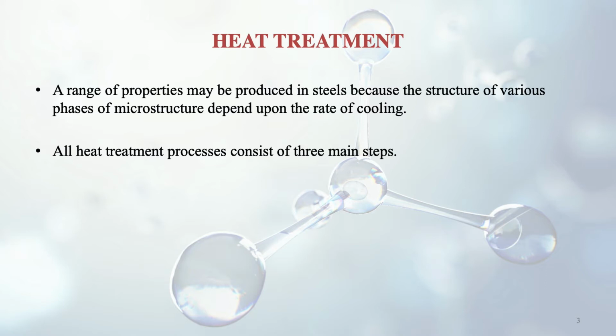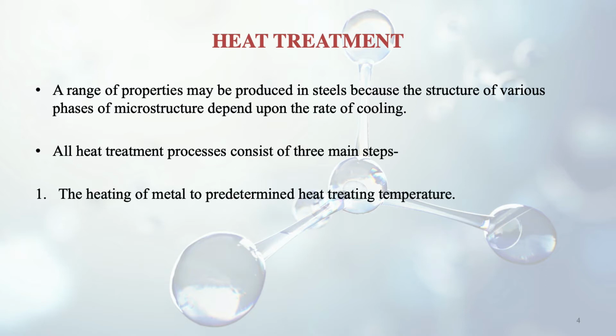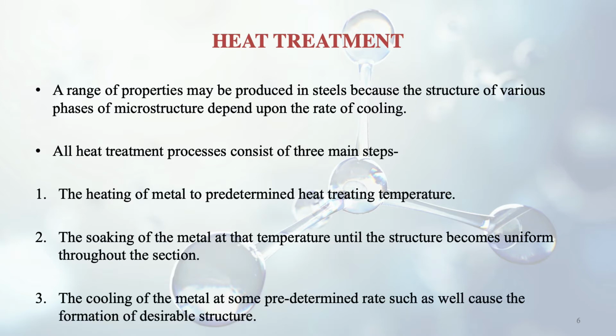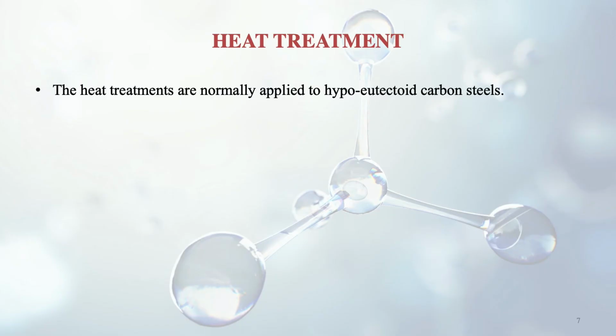The first is the heating of the metal to a predetermined heat treating temperature. Then we soak the metal at that temperature until the structure becomes uniform throughout the section. And further, the cooling of the metal at some predetermined rate, such as will cause the formation of the desirable structure.